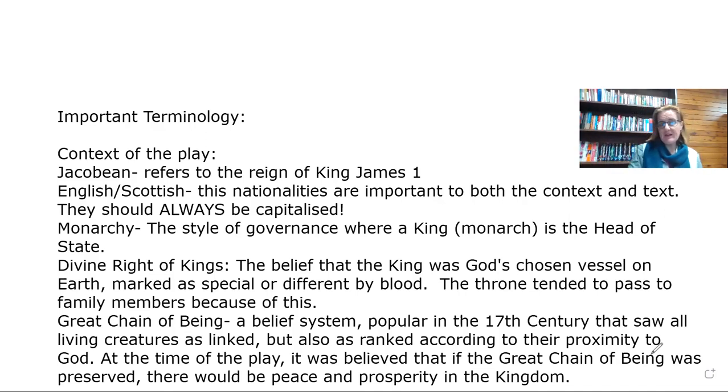Okay, so these next two points need a little bit of an explanation, but they're absolutely central to our understanding of why Macbeth's actions are his undoing. All right, so the first one is the divine right of kings. I mentioned that the line of succession of the king often passed through bloodline. So there was a belief held in the 1600s that the king was God's chosen vessel on earth, and that there was something about that person, that family, that set them apart.